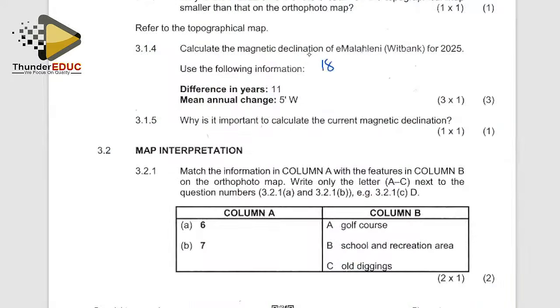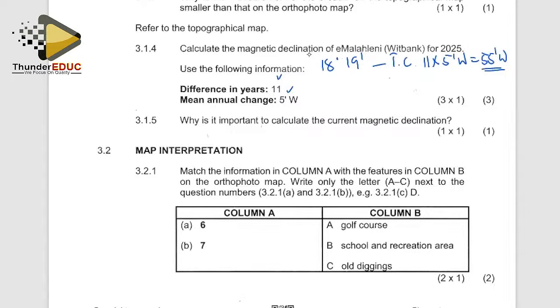So it's 18 degrees, 19 minutes for 2014. Then we need to find the total change. We are told that we don't need to go back to the map because map information is provided. Mean annual change is 5 minutes to the west and it has lapsed over a period of 11 years. So our total change, how do we get it? We say 11 years times 5 minutes to the west, which gives us 55 minutes to the west. This is our total change.